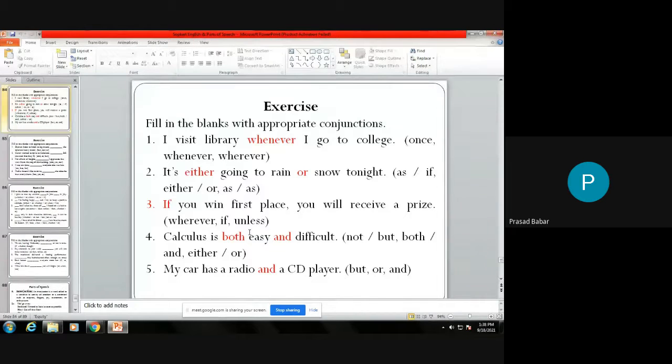So here we can use many correlative conjunctions. Okay, both and, not only but also, either or, neither nor, we can use here. Okay, so see the next example.